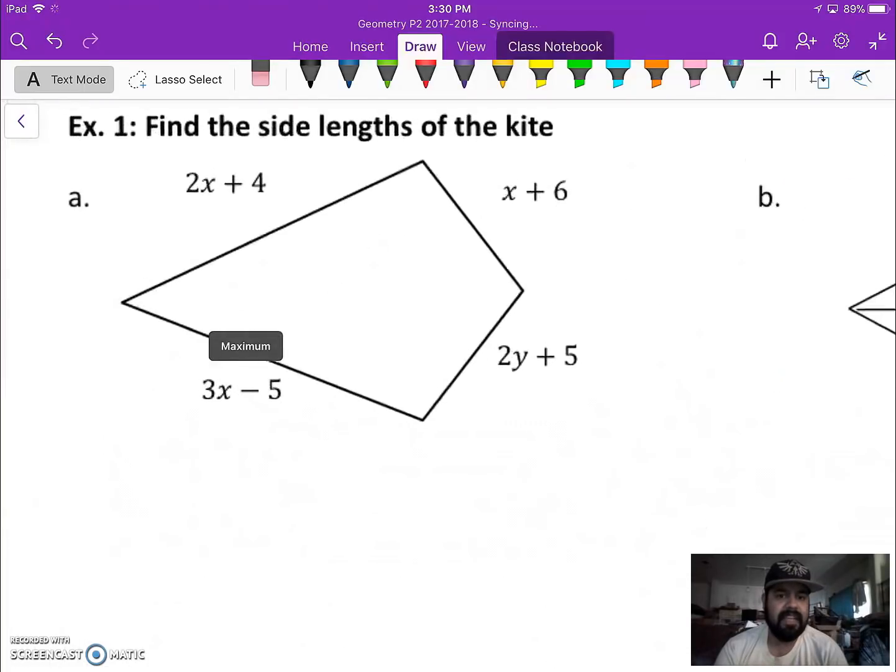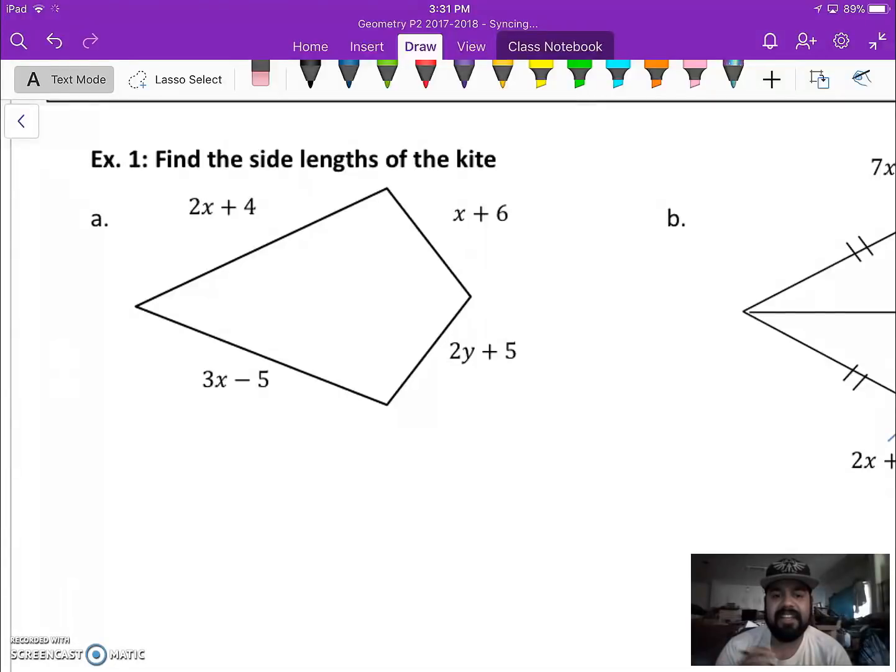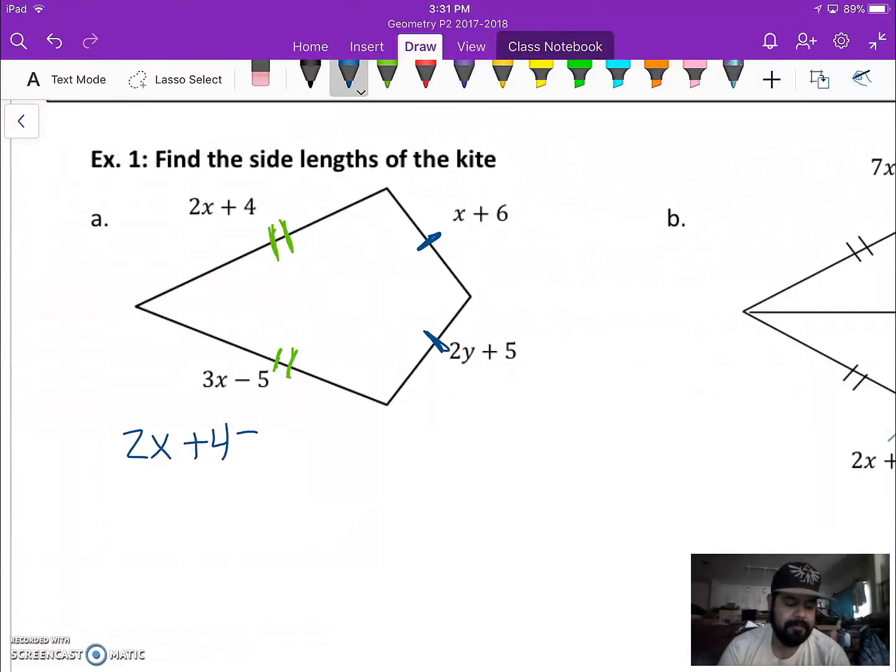We wish to find the lengths of our sides in this kite. So the first thing I'm going to want to do is go ahead and mark what I know for sure is congruent. These 2 sides are congruent, as well as these 2 sides. So now I'm also going to mark and set up some equations here. So I'm going to say 2x plus 4 equals 3x minus 5.